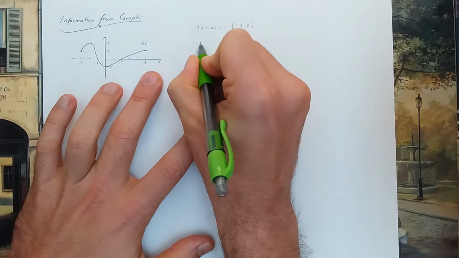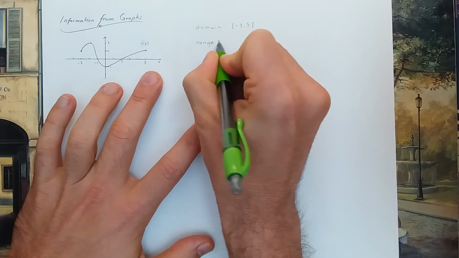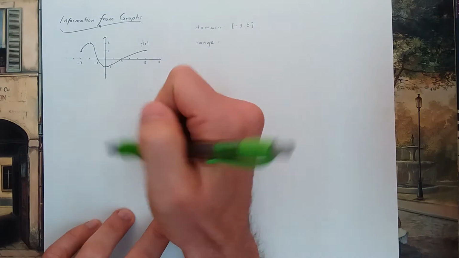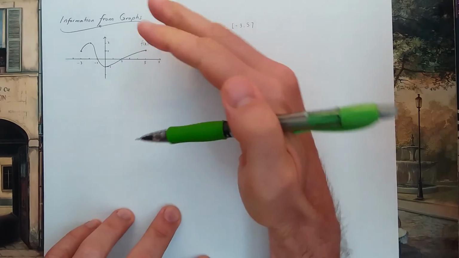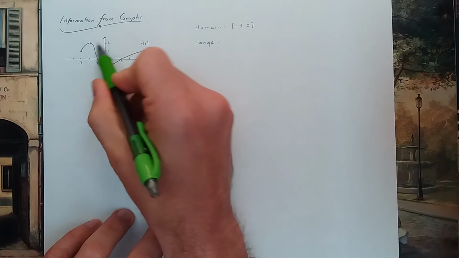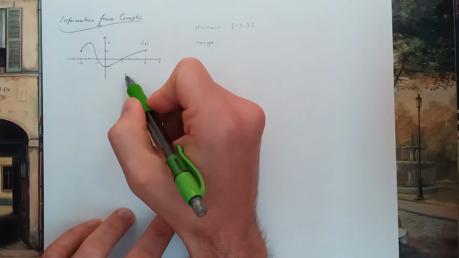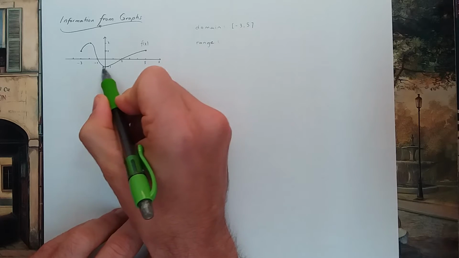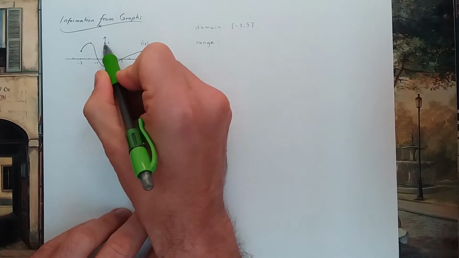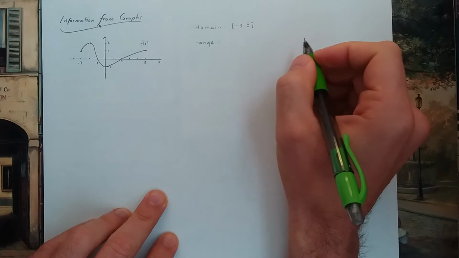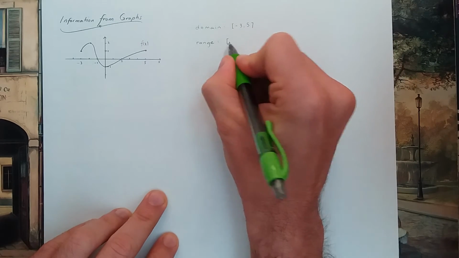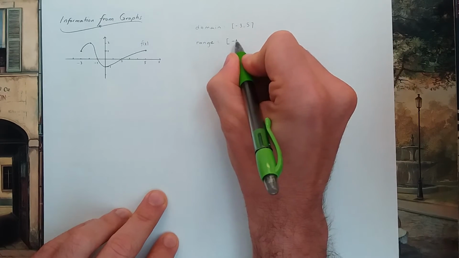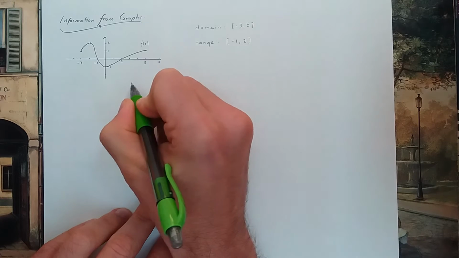I could tell you the range. The range is the heights that you can get out, the different values of f of x that you could have. So I could get out any number in between the values of -1 and 2. So the range in this function is -1 to 2.